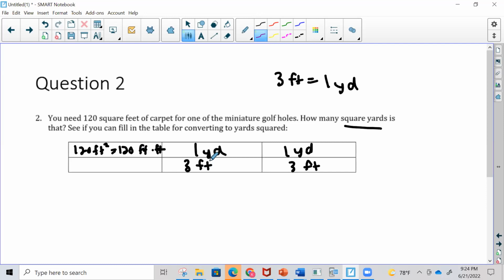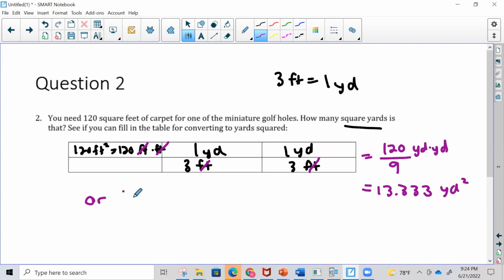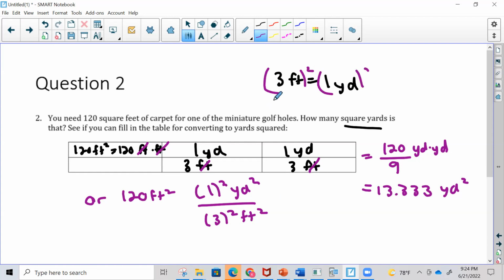So then these feet cancel, and then I multiply my numerators and denominators together. So I have 120 times 1 times 1, which is 120, over 3 times 3, which is 9. I have the units yard times yard. And if I simplify that, I get 13.333. It keeps going. I'm just going to do 3 decimal places and then yard squared. Okay. Or again, you could write it as the 120 feet squared. And then you would write 1 squared yard squared over 3 squared feet squared. So I'm pretty much, again, squaring everything in this conversion factor.